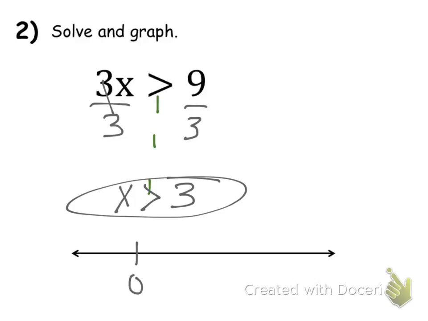Going to graph it, so I need my 0, 1, 2, 3. Circle the 3 on the number line. Fill it in or leave it open? Leave it open. It's not an or equal to, it's just a greater than, so we don't want to fill in the dot at the 3. And then we're talking about numbers that are bigger than 3, greater than 3, so we shade to the right.